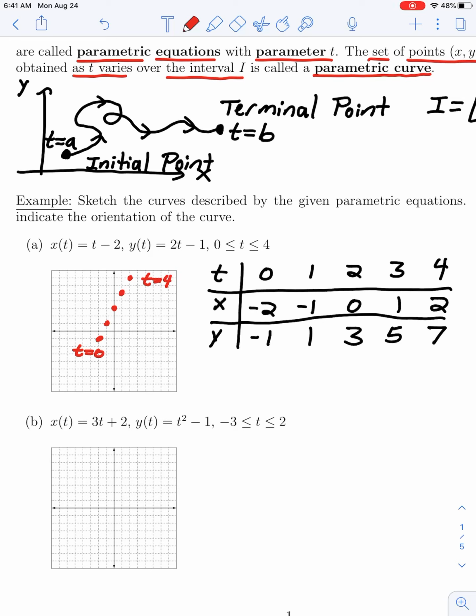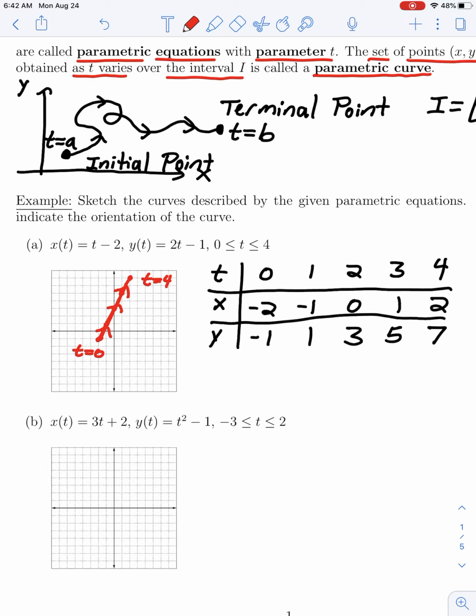So the curve, which is described by these equations, would be the curve passing through these points. And we can see that it looks to be a line segment here. Now we're supposed to use arrows to indicate the orientation of this curve. So as t is increasing from 0 to 4, we saw that we were moving from left to right along this line segment. So let's look at another example.